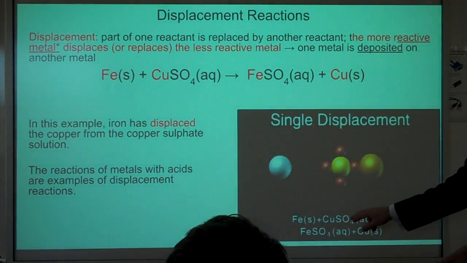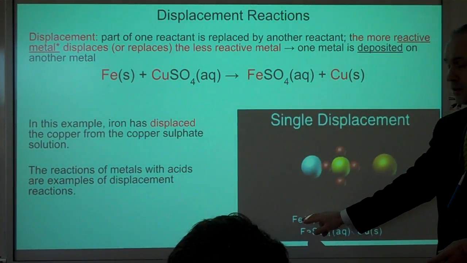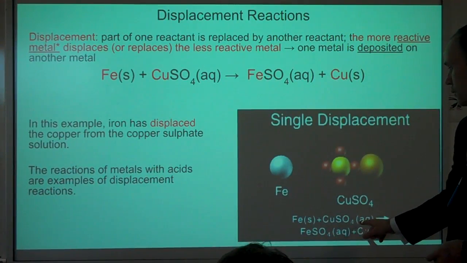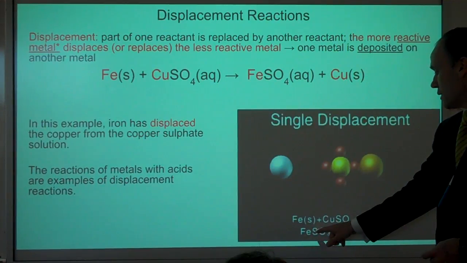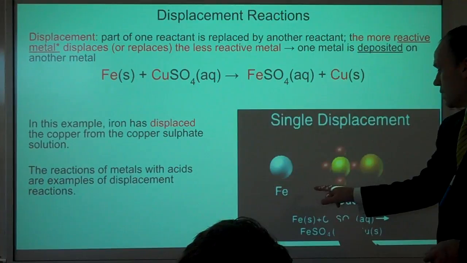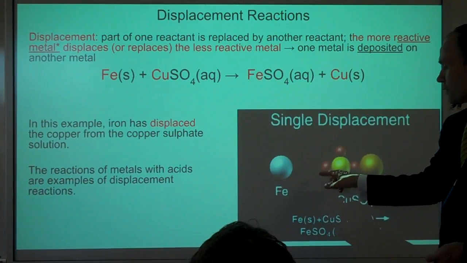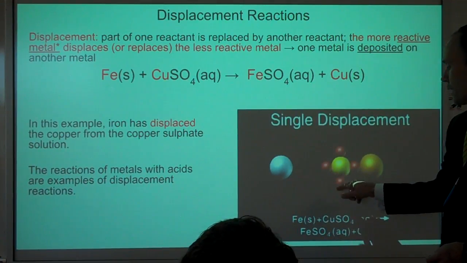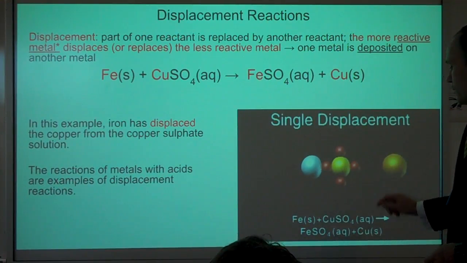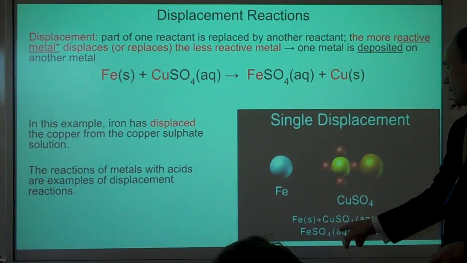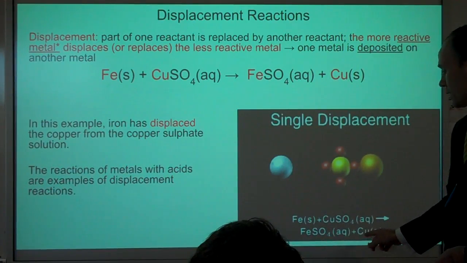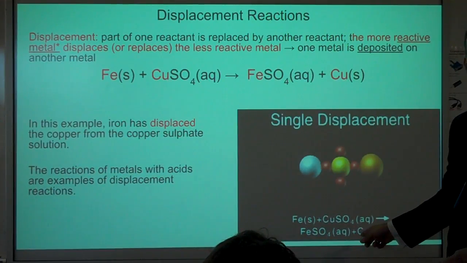Okay. Now, here's displacement. And this is iron. So iron metal, here is copper sulfate, in an aqueous solution. And you can see what is formed at the end is iron sulfate. The iron is more attractive in a bond for the sulfate than the copper is. So the iron displaces the copper, and you end up with a salt, iron sulfate, and pure copper metal.